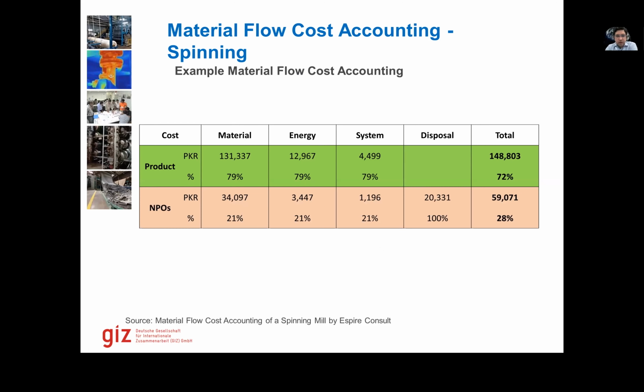So 79% of material went into the product, 79% of energy went into producing the product, and 79% of system cost went into producing the product output, and 21% went into producing the NPOs. Since we also had some disposal costs, the total amounts were not 79 and 21, but 72% of total cost went into production, and 28% went into NPO production. That is how we can do a summary of this material flow cost accounting as well.